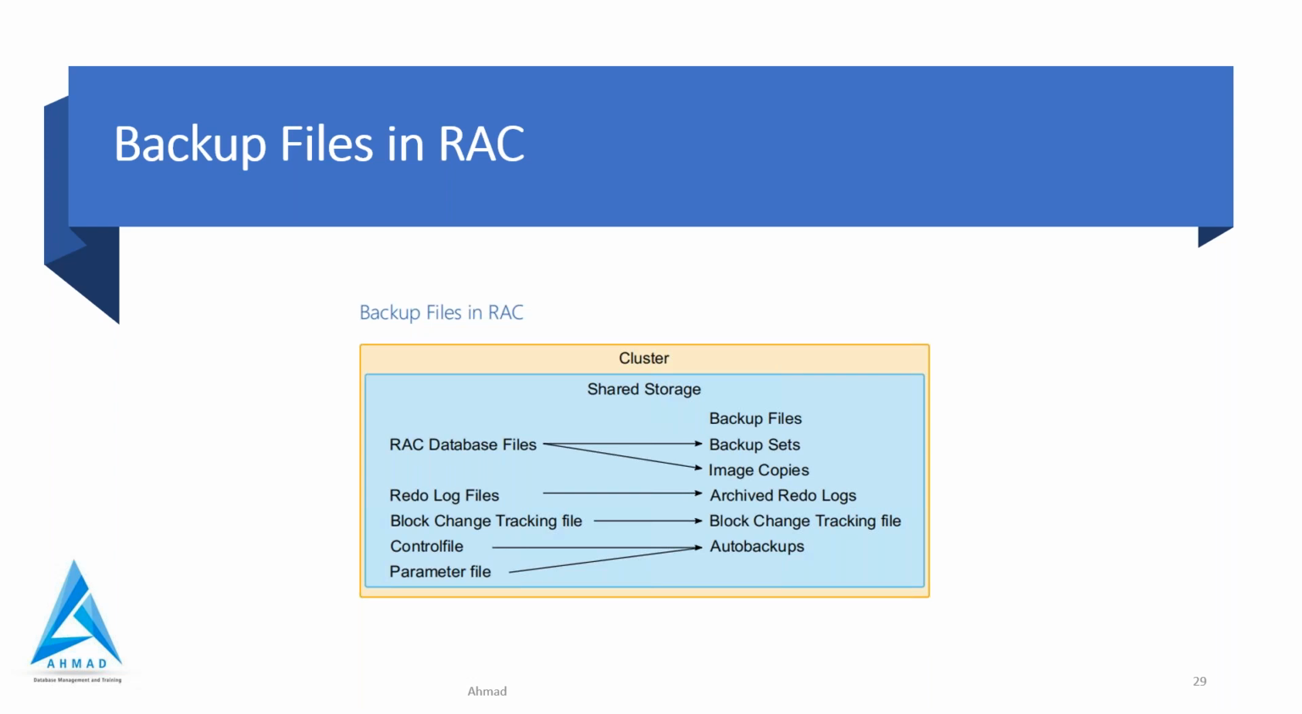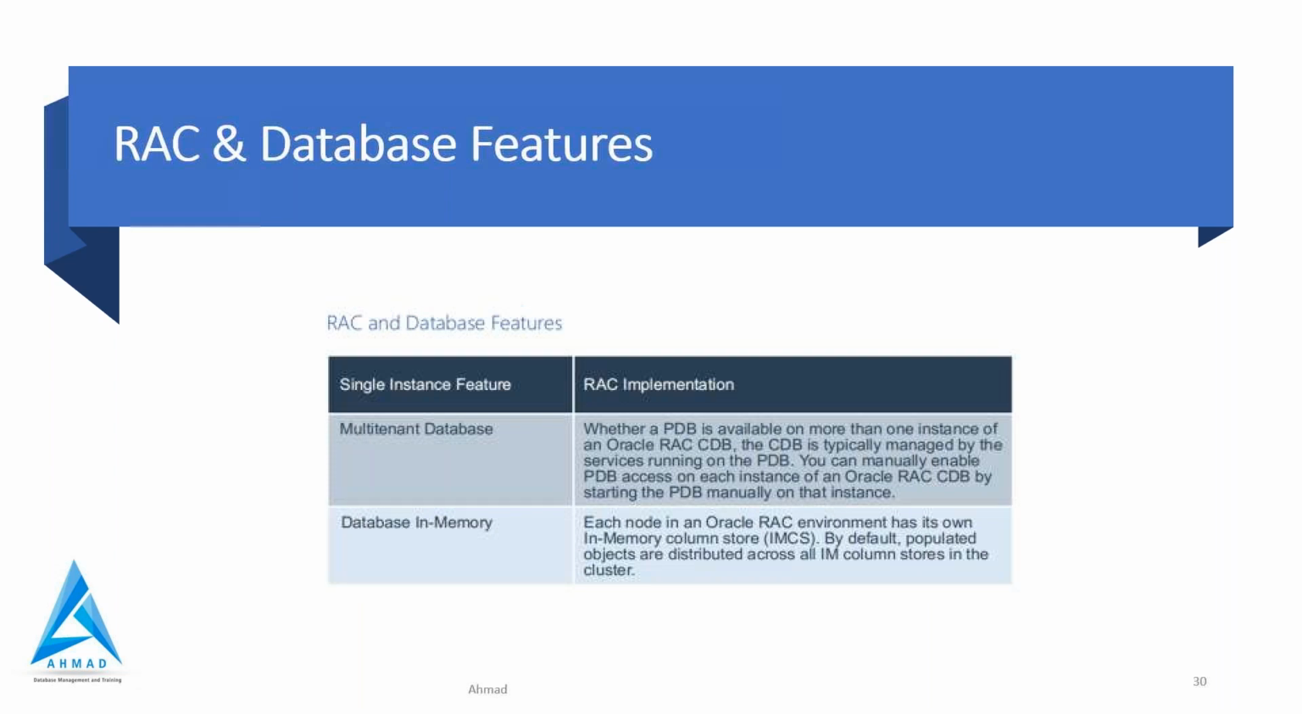Not will go too much in that. And we know that from 12c we have the multitenant database. So in a multitenant database, whether a PDB is available on more than one instance of an Oracle RAC CDB. The CDB is basically managed by the services running on the PDB, and you can manually enable PDB access on each instance of an Oracle RAC CDB by starting the PDB manually on that instance.